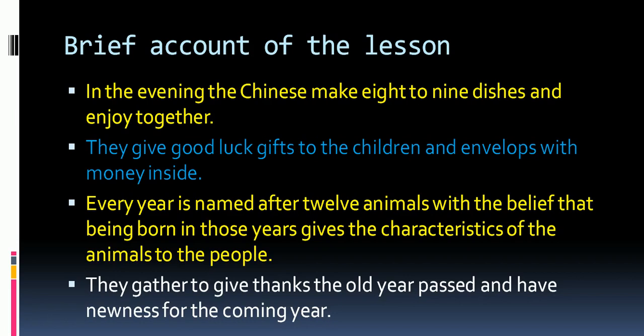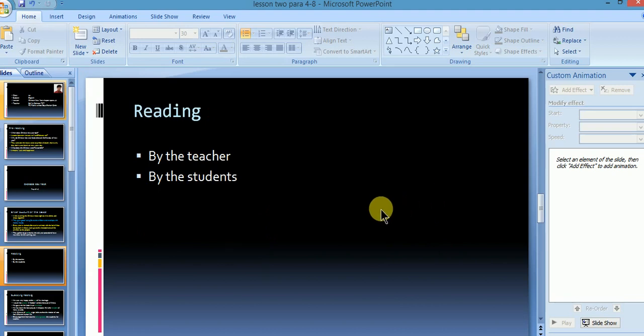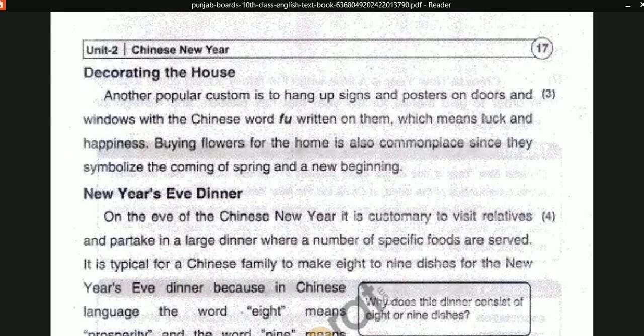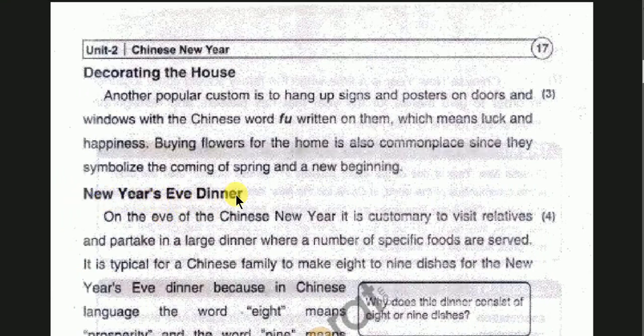So let's start the lessons, and we will start the reading first. I will read before you and you will listen attentively. Paragraph number 4, New Year's Eve dinner. New Year's Eve dinner mean on the event, on the day of New Year's they make some dinner, and what type of dinner they have, what type of dinner they cook.